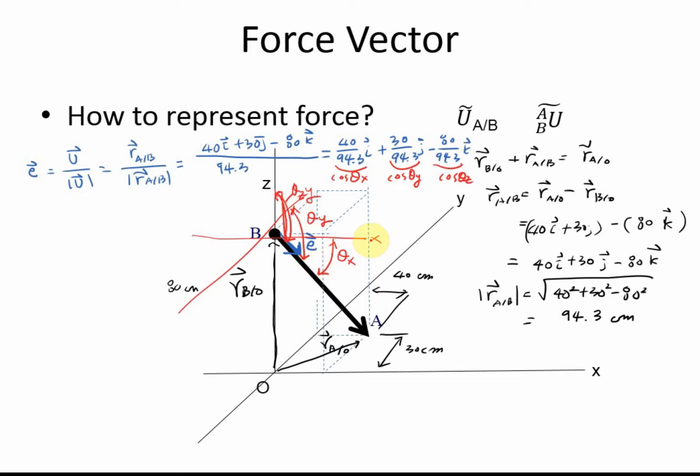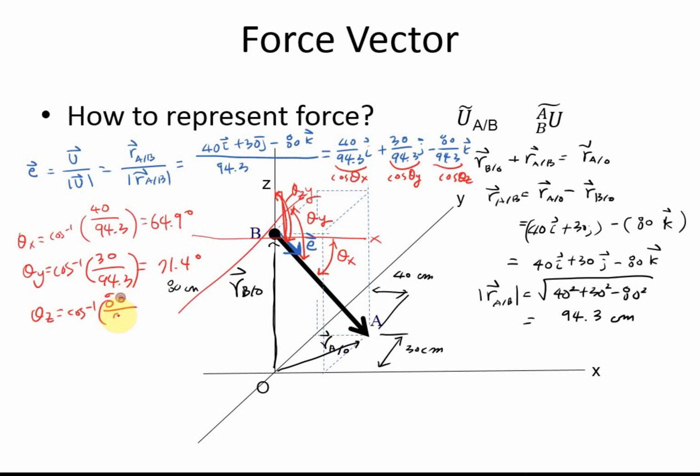Okay. So that's why if you want to get the angles, your theta x should be cosine inverse of 40 divided by 94.3. Okay. So this is 64.9 degrees. Theta y is cosine inverse of 30 divided by 94.3, which becomes 71.4. Theta z is cosine inverse of minus 80 divided by 94.3, which is 148 degrees.